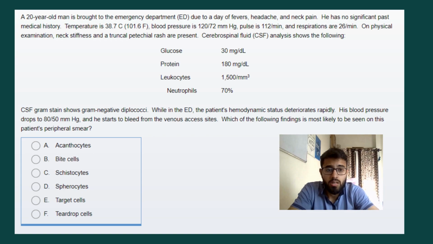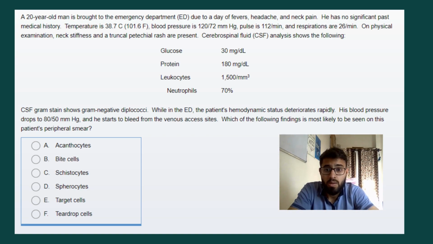First of all, make sure you always highlight the age of the patient. In this case, it's 20 years. Then read the last line of the question. Yes, they have clearly asked which of the following findings is most likely to be seen. So they are asking you findings. What findings? You go through the answers.